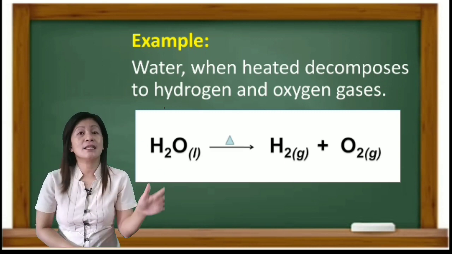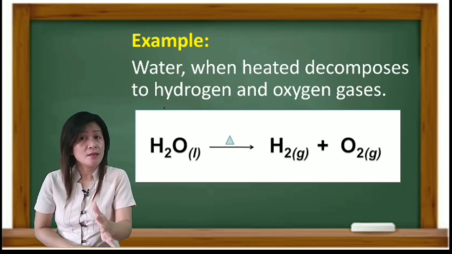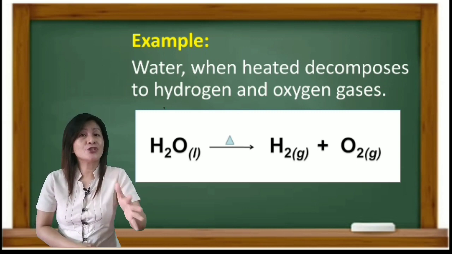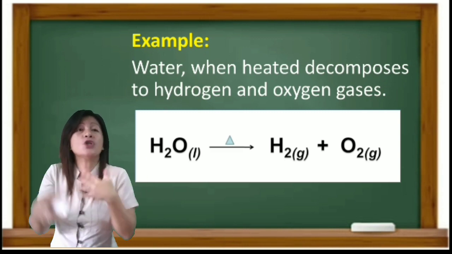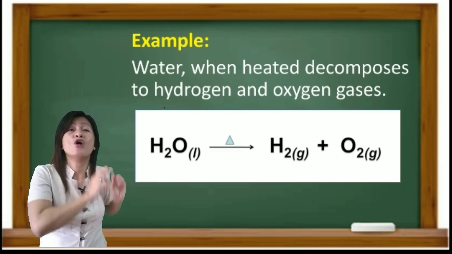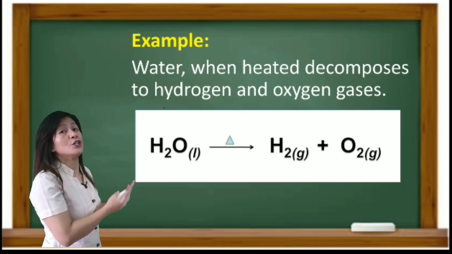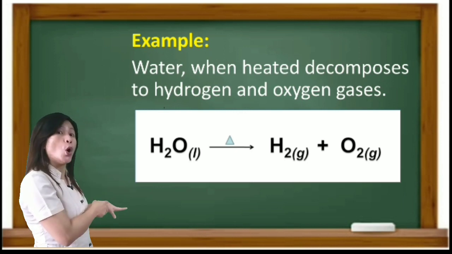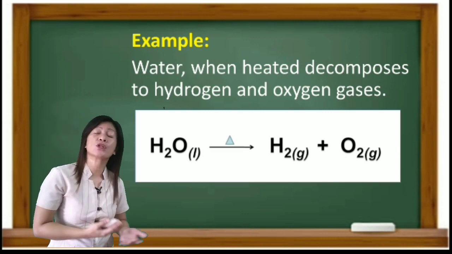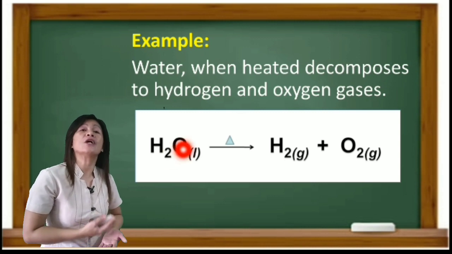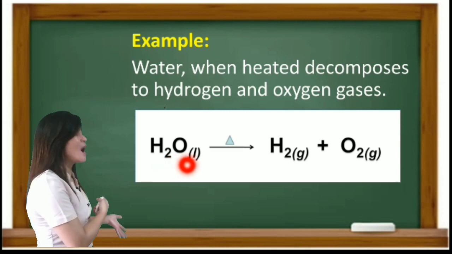Let's analyze the reaction. Water is being heated and decomposes to hydrogen and oxygen. So this means that we have one substance that is undergoing the reaction and is transforming to two new substances. In a chemical equation, H2O is the chemical formula of water in the liquid state. Unless indicated, water is always assumed to be liquid at room temperature unless specified in the statement or in the reaction.